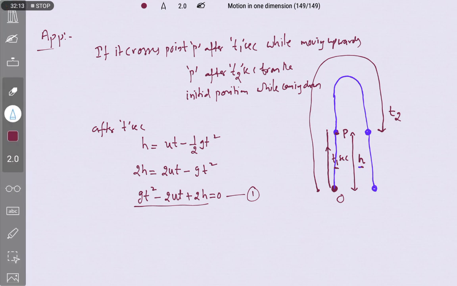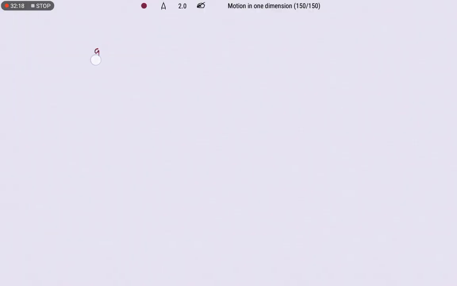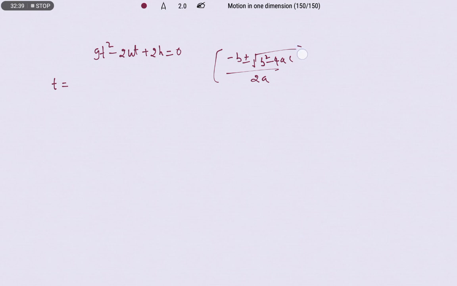Let us use the expression. What is the expression? gt square minus 2ut plus 2h is equal to 0. So now let us find t. I am going to use the formula minus b plus or minus root of b square minus 4ac by 2a. So for the t value, in the format of ax square plus bx plus c, this is the format. So minus of minus 2u. The b value is minus 2u only.